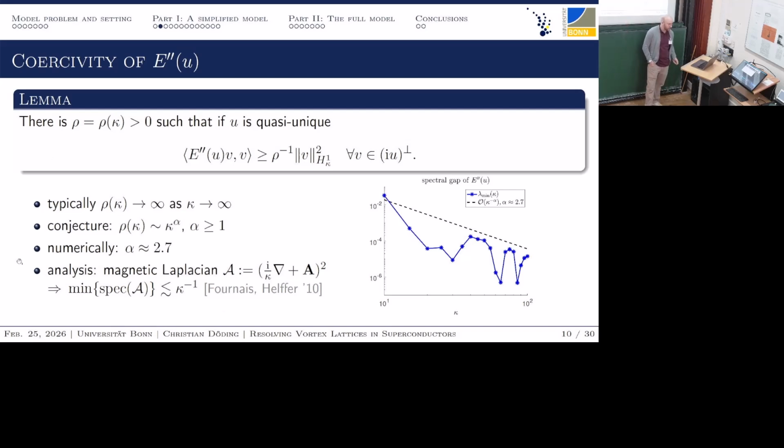There is some active research in the analysis community going on about this problem, and at least for the magnetic Laplacian, which is this operator here, which is more or less the principal part of this second derivative, you can prove in some settings that the spectral gap here needs to decay with 1 over kappa, yeah, which would correspond to alpha equal to 1 here. Yeah? So this really indicates this property. Okay.